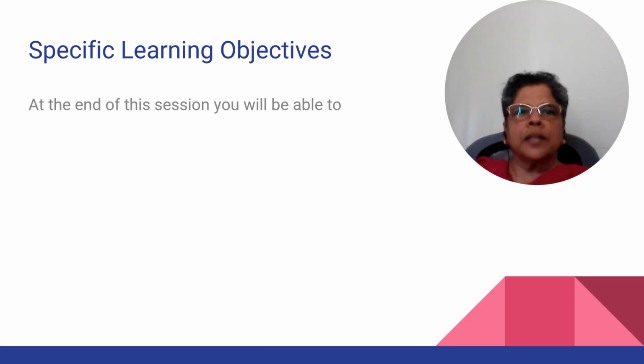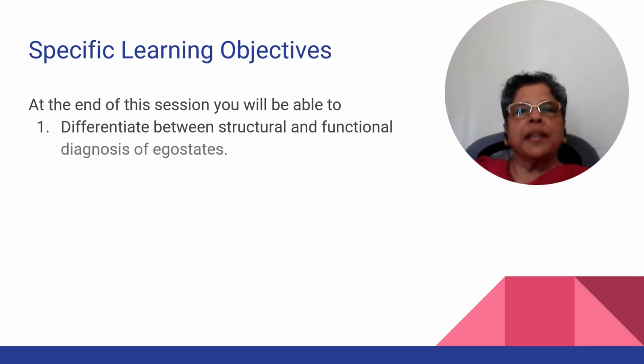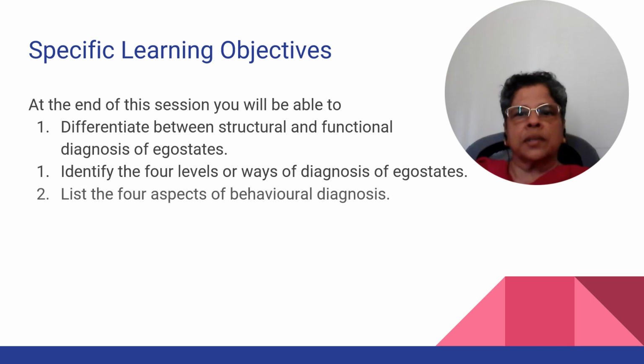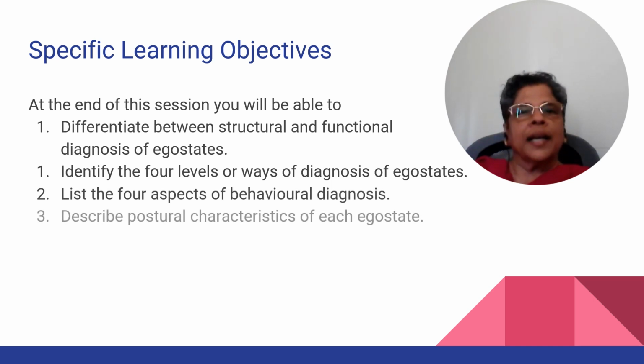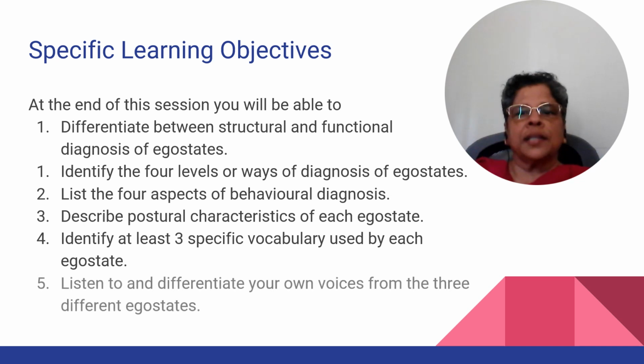At the end of listening to this session, you are expected to be able to differentiate between the structural and functional ego states, identify the 4 levels of diagnosis of ego states, identify the 4 behavioral aspects of diagnosis, describe the postural characteristics of each of the ego states, identify at least 3 specific vocabulary used by each of the ego states, and you will also be able to listen to and differentiate your own voices from the 3 different ego states.